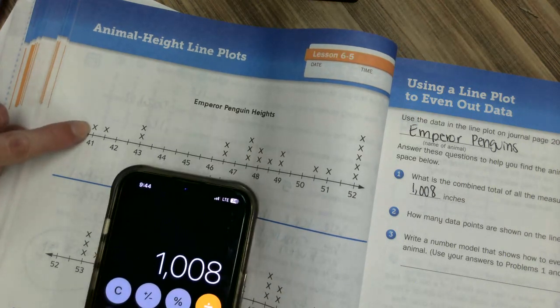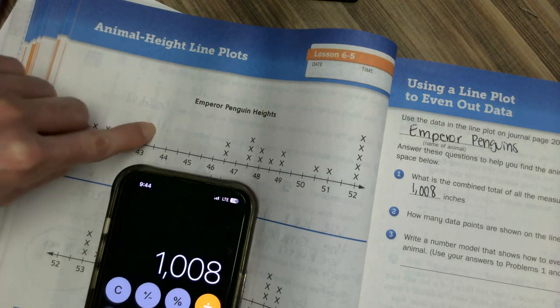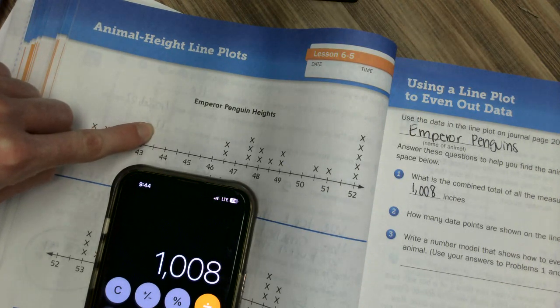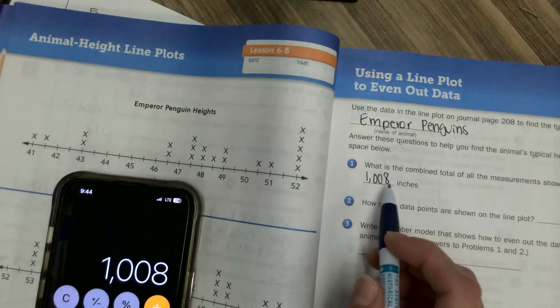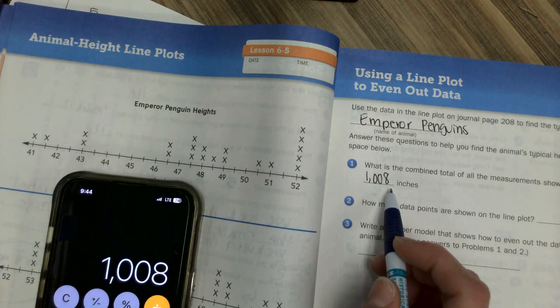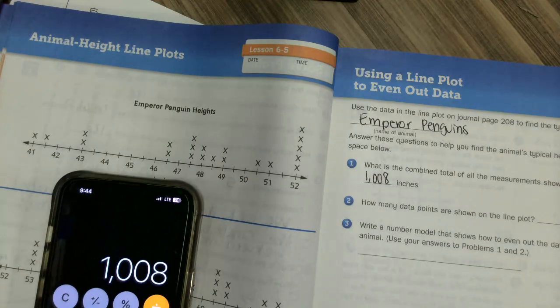Did you notice how I kept my finger next to each X until I had pressed enter and then I moved on to the next one? That's how I keep track. I keep my finger next to the data point I'm adding. That's just a trick for me. All right, so 1,008 inches. Yep, and you can cross them out as you go too, if that helps you. Whatever you need to do to keep yourself in check.